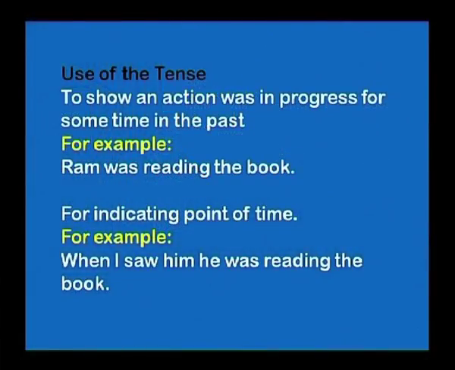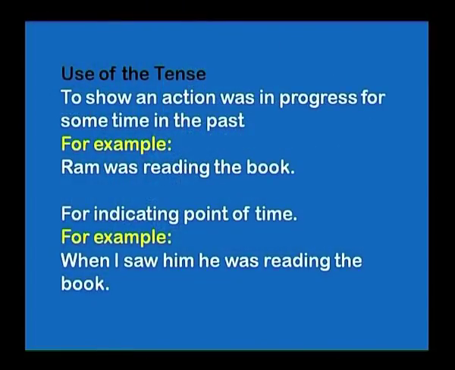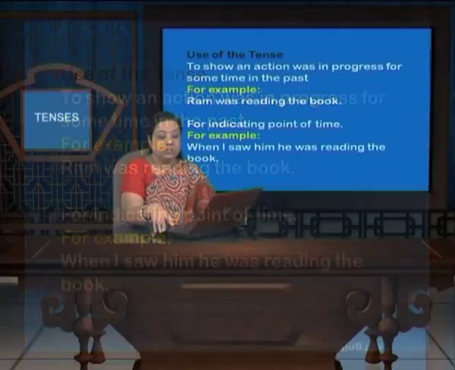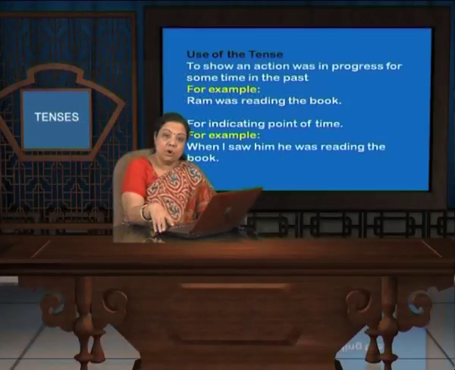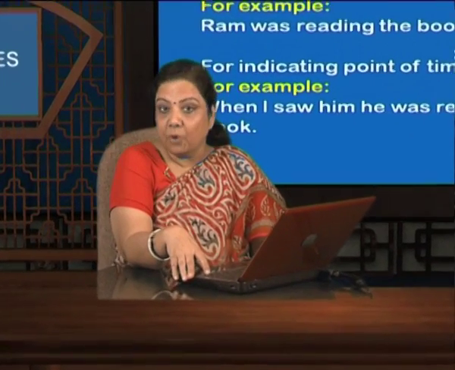We use this tense to show an action was in progress for some time in the past. For example, Ram was reading the book. So, for some time we know that Ram was reading this book in the past. For indicating point of time, we use this tense, when I saw him, he was reading the book. So, what is indicating? The point of time was when I saw him, he was reading the book.